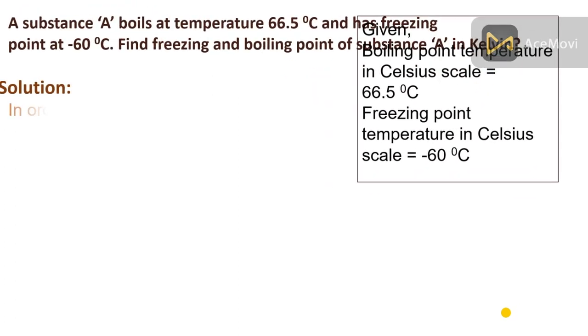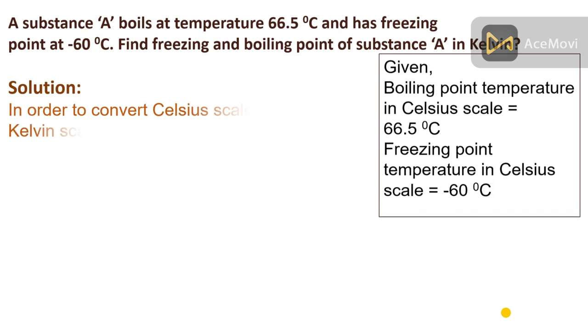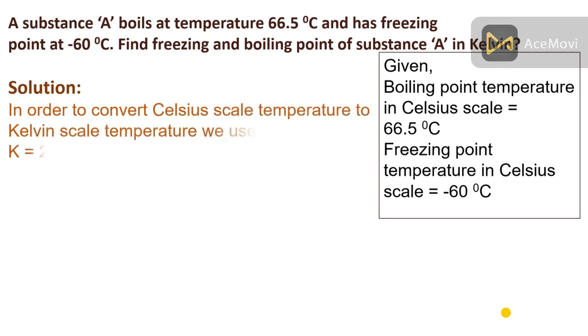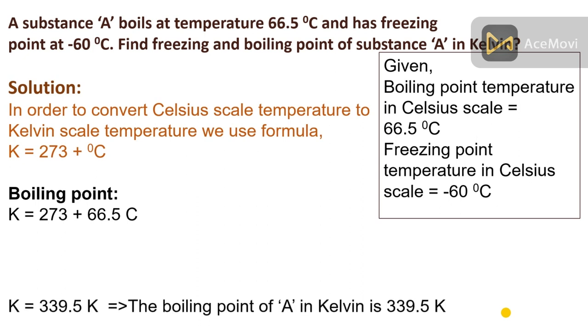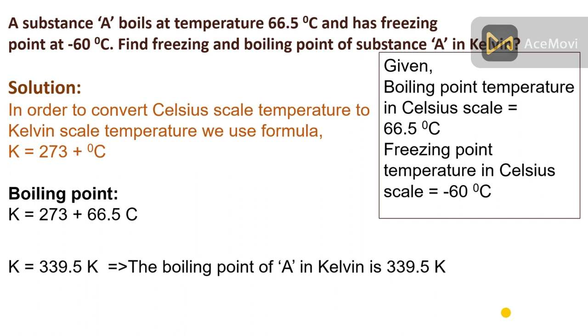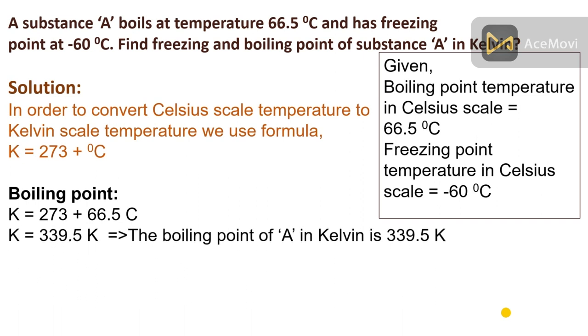Final question is, a substance, A, boils at temperature 66.5 degrees centigrade and has a freezing point at minus 60 degrees centigrade. Find the freezing and boiling point of substance A in Kelvin. Solution. In order to convert a Celsius scale temperature to a Kelvin scale temperature, we use the formula K equals C plus 273, where K is the temperature on the Kelvin scale, C is the temperature on the Celsius scale. Boiling point is K equals 273 plus 66.5, so K equals 339.5 Kelvin. Therefore the boiling point of A in Kelvin is 339.5.